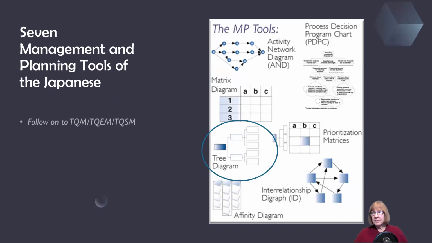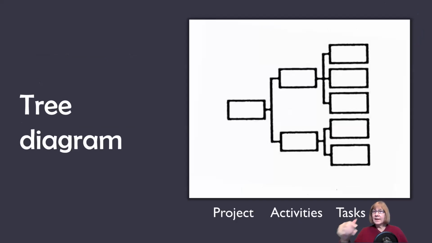This comes from the 7 management and planning tools of the Japanese. You know, this was the follow-on to total quality management, which we usually use in the form of TQEM or TQSM. But it is one of the tools there, and it is a nice, easy brainstorming tool that really helps you develop your task list. So in this, it kind of looks like a sideways tree where you have the project and then the activities and the tasks. Now you can also try doing it vertically, but this is the way it's typically done.